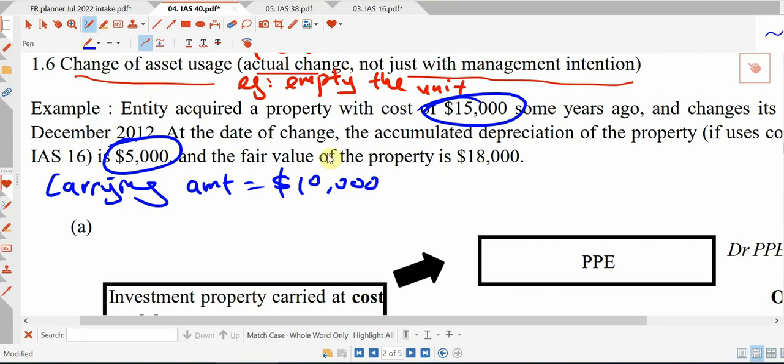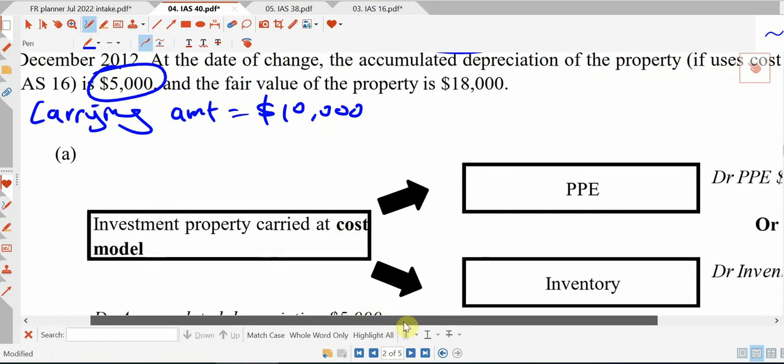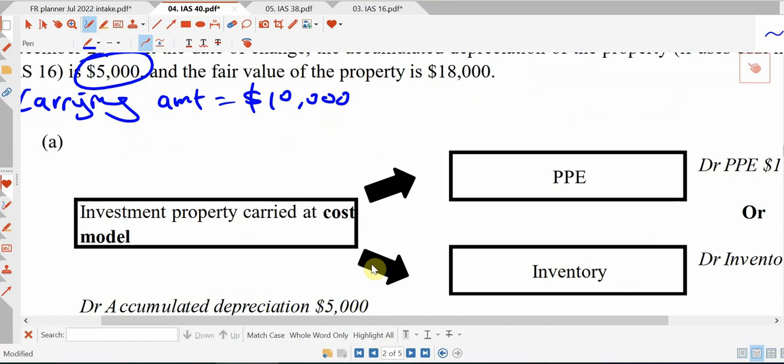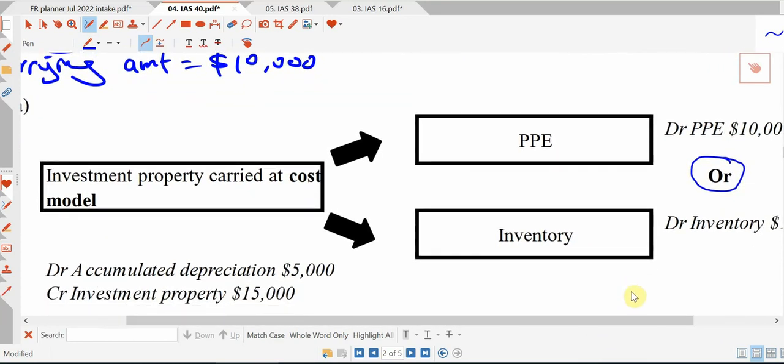Let's go through the first one. From investment property, want to change usage to PPE, or to sell out, to PPE or inventory. So what's the story here? Something like this. I got the property, I rented it out for many years. Then after some time, I don't want to rent out already. I take it back for own use, or I take it back to sell.